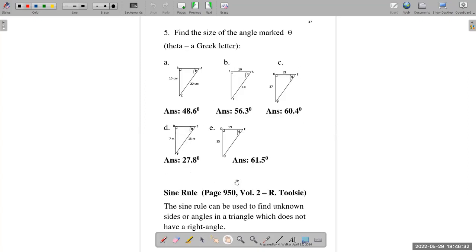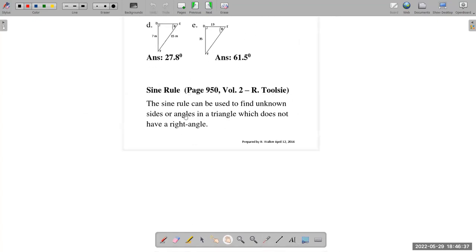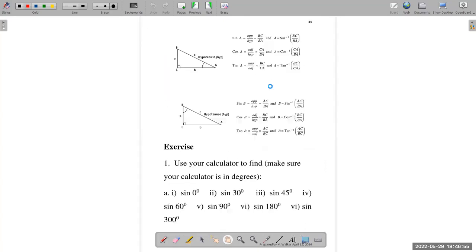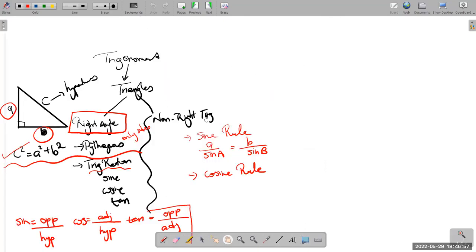So this is the sine rule here now, right? The sine rule can be used to find unknown sides or angles in a triangle which does not have a right angle. We know that. These are the two conditions: two angles and the length of one side, or the lengths of two sides and an angle that is not formed between them. So that's the difference. For the sine rule, the angle that you have cannot be between the two sides.